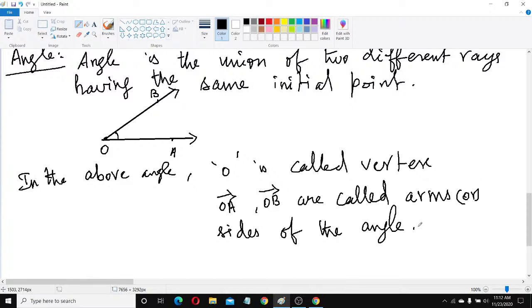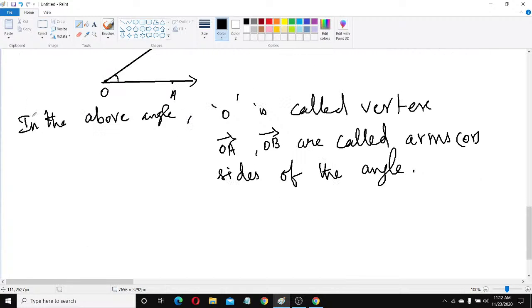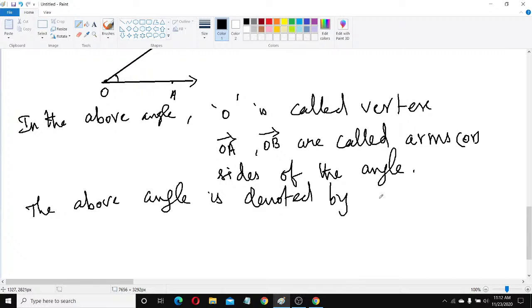How do we name the angle? Now here, which is the vertex of the angle? O is the vertex of the angle. So O should be in the middle, children. A and B are lying on the rays. A is lying on the first ray, B is lying on the second ray. So O should be in the middle. The above angle is denoted by using three letters: A, O, B or B, O, A. O should be in the middle, children.